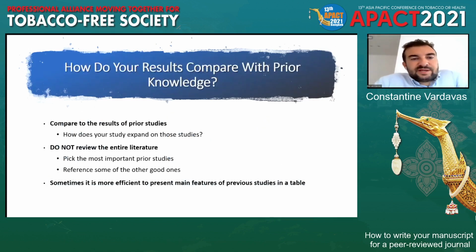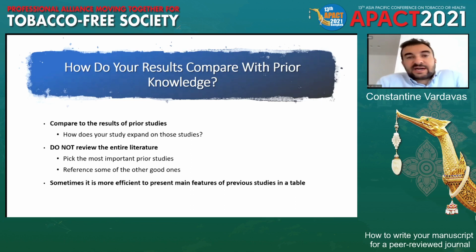And the third part of the discussion is, how do your results compare with prior knowledge? Because everyone does a study based on previous knowledge and adds, as I said, a small brick to the wall of knowledge. So you need, in the next few paragraphs of your discussion, to compare your primary findings and your secondary findings with other studies. How does your study expand on previous ones? What does your study add? Where are the differences? Is it because it's a different setting?